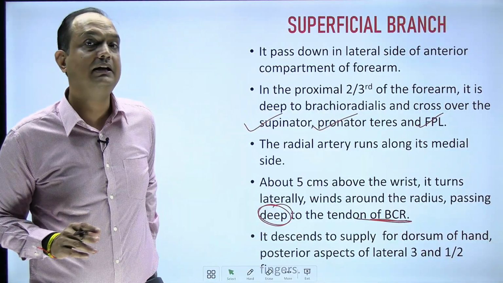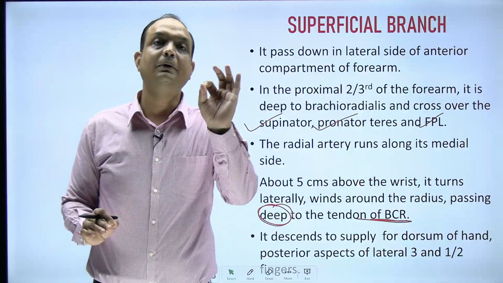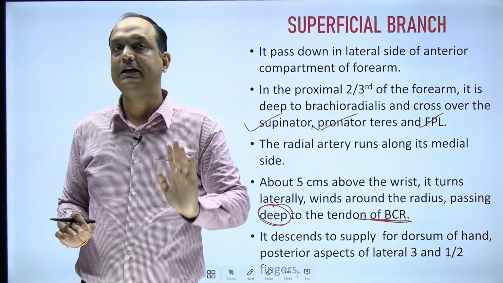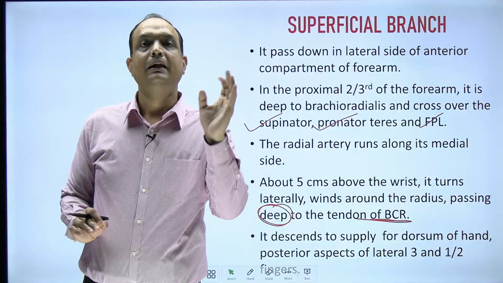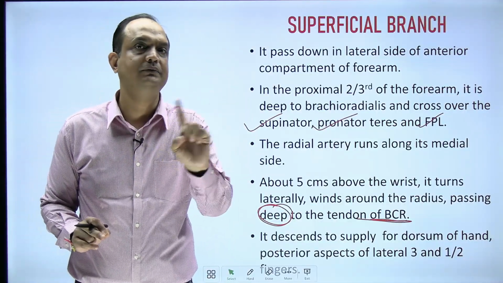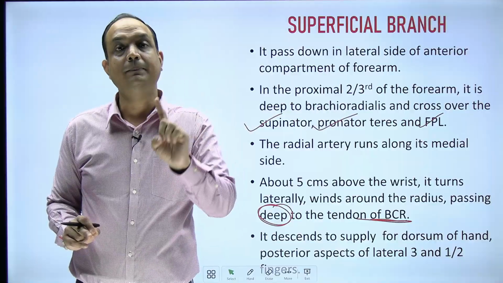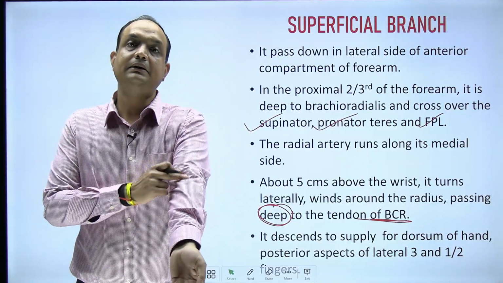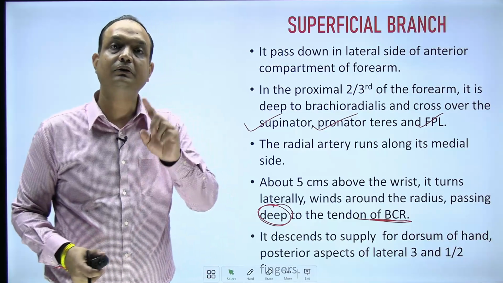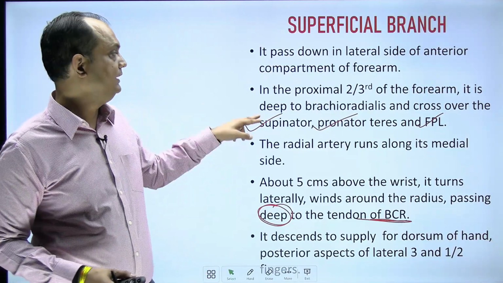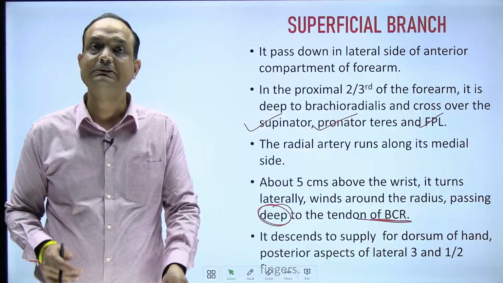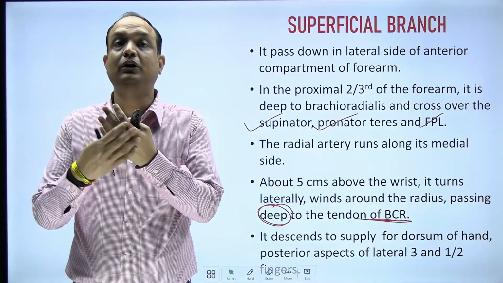You are able to understand here that it is a superficial branch. That means it has to enter into the skin. That's why it is superficial. The second thing is that in the initial course, it is not superficial. It lies deep to the brachioradialis muscle, and it runs along the lateral border of the forearm in anterior compartment where it crosses the three muscles. One is supinator, then pronator teres and flexor pollicis longus, and it is going to supply the dorsum.